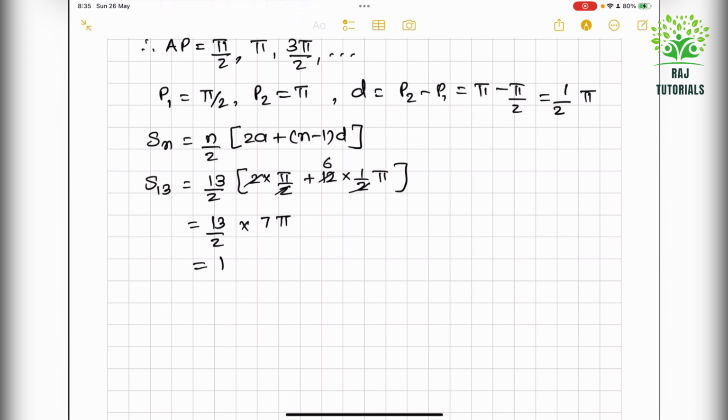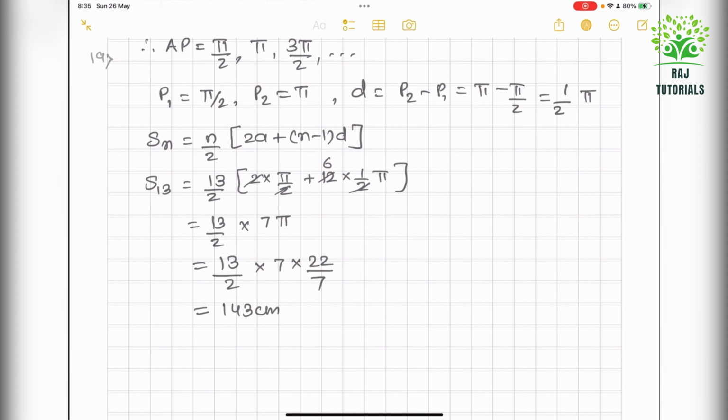So if I solve this, 13 by 2 into 7 into 22 by 7, that will come to 143 centimeters.